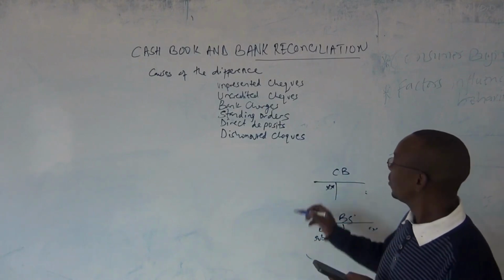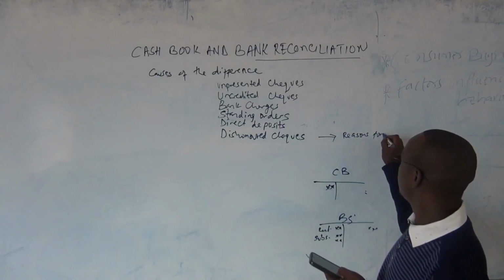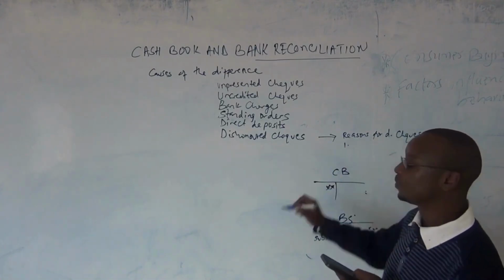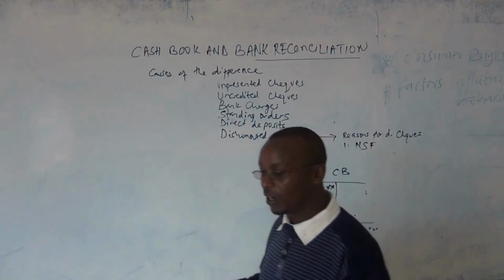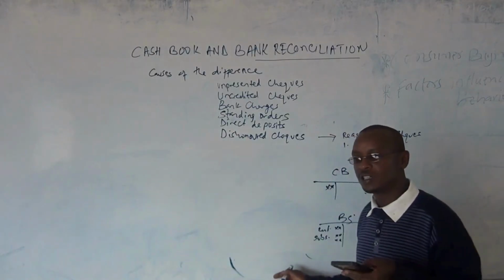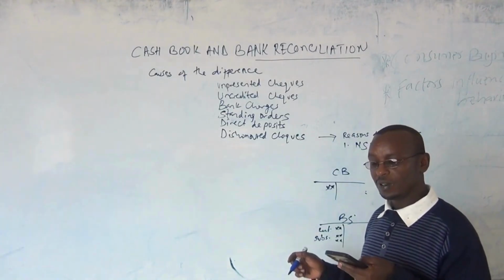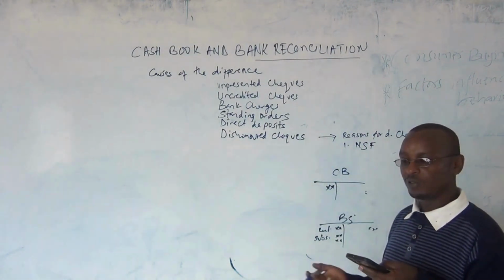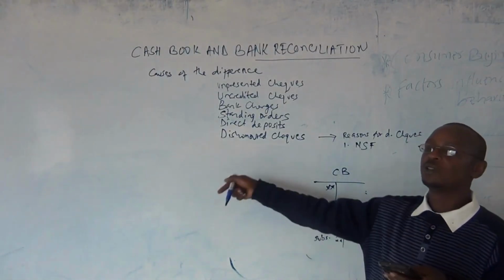First of all, let's look at the reasons for dishonored checks. One, not sufficient funds. If a client issues you with a check and he doesn't have sufficient funds in his account, that check will not go through. And you don't know. So when you receive a check, do not record it as cash. I receive a check from a client, but when you take it to the bank it doesn't go through because his account has no money.